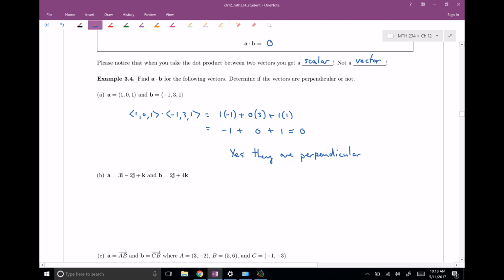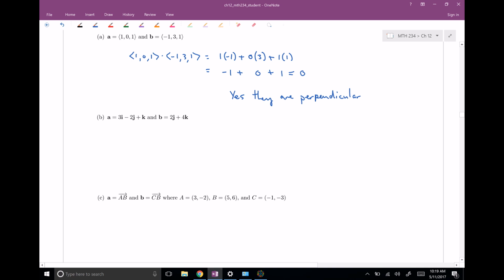Or orthogonal, right? Okay, that's great, because it's really hard to just, staring at these numbers here, I have no idea. I could graph it, maybe using the Monroe 3D calc plotter, but just looking at these numbers, it's very hard to tell. So the dot product is very useful in that regard.